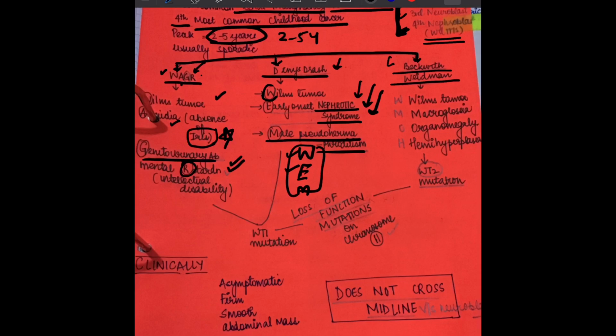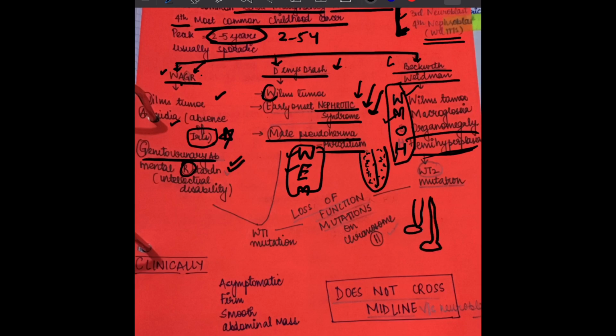Now coming on to the Beckwith-Wiedemann syndrome, you have to remember a mnemonic: W, M, O and H. Wilms tumor, macroglossia, the tongue would be enlarged. Whenever you see a child with a protruding enlarged tongue plus hemihypertrophy, hemihyperplasia, that means one side of the body, for example this leg and this second leg, one side of the body of a child would be enlarged as compared to the other. So this is hemihyperplasia, and organomegaly like hepatosplenomegaly, etc. So these are the features.